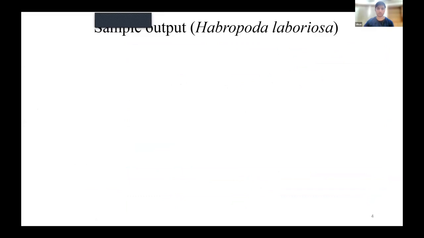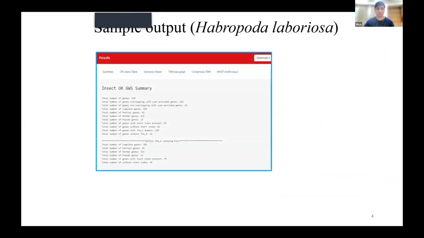This is an example for the blueberry bee called Habropoda laboriosa. So we first summarize all the predicted hits. In this case, there were 144 olfactory receptors predicted, and then we categorized them based on completeness, presence of the pseudogenizing element, and how many of them have a start codon. And further, within the 144, not all of them will have the signature motif. So those that have the signature motif have been categorized separately.